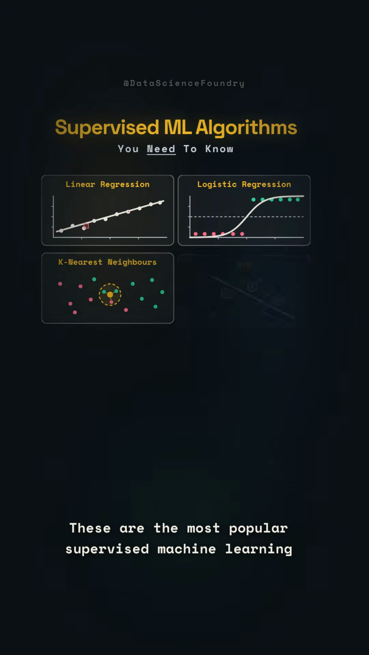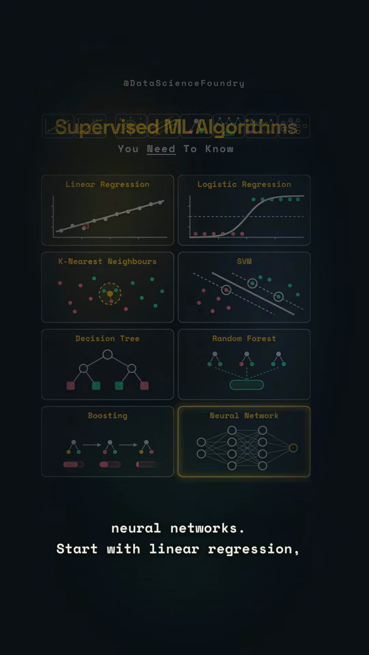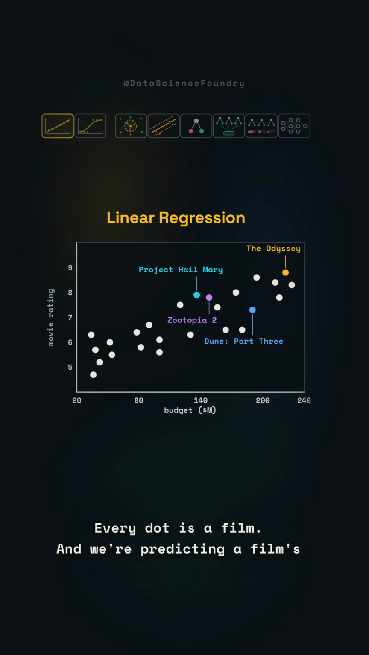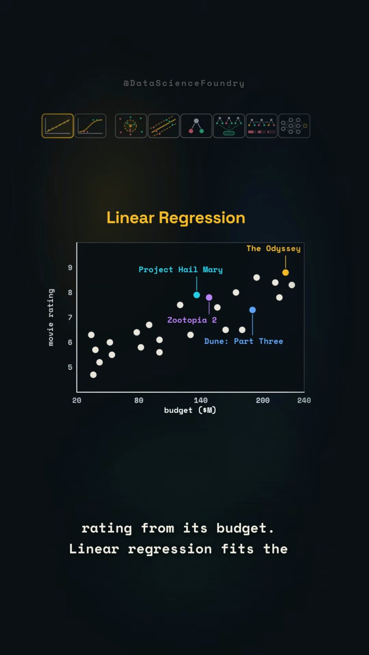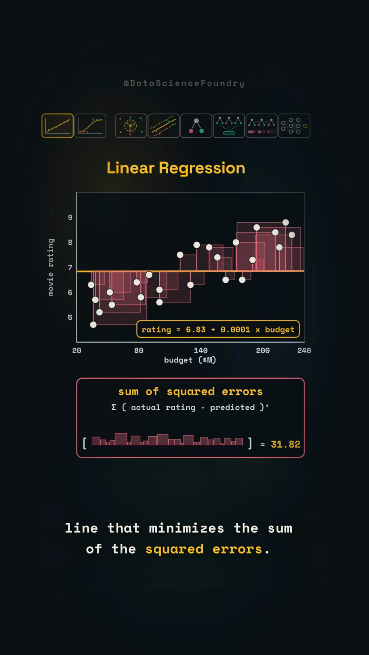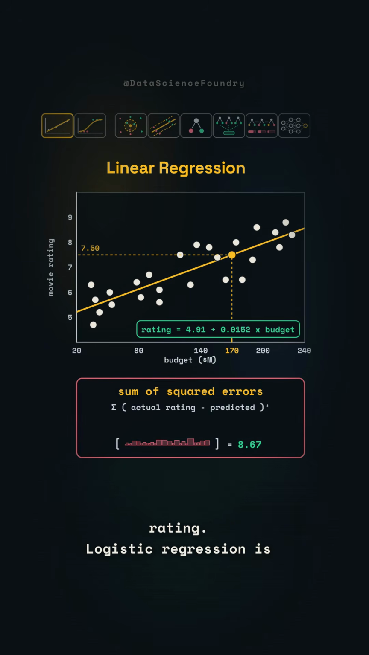These are the most popular supervised machine learning algorithms you need to know, from linear regression to neural networks. Start with linear regression, which predicts a number from your input features. Every dot is a film, and we're predicting a film's rating from its budget. Linear regression fits the line that minimizes the sum of the squared errors. Then, given a new budget, the line can predict the film's rating.